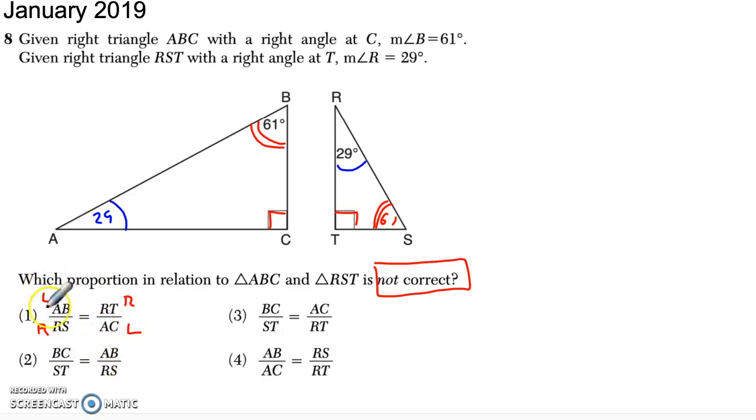If you went from the left shape to the right shape here, then you have to also go from the left shape to the right shape here. Now this is important because if you look at RT and AC, they are corresponding sides. RT is between the blue angle, single tick, and the right angle. AC is also between the blue angle, single tick, and the right angle. So those are corresponding sides, they're just not in the right order. If I wanted this to be a good proportion, these would have to be flipped over. But since I'm looking for the one that is not correct, that's going to be my answer, choice 1.